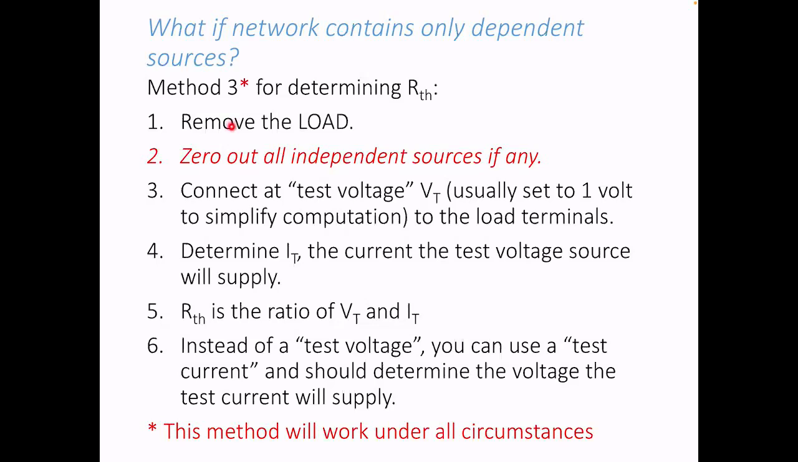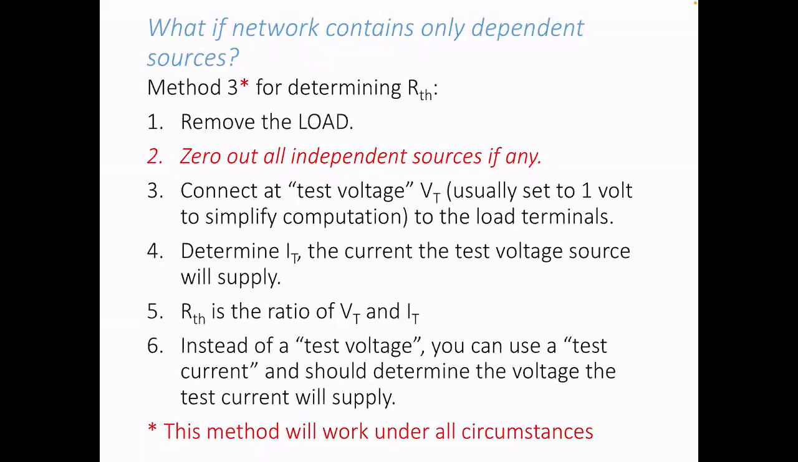So you remove the load. And then you connect a test voltage. Usually we set this to 1 volt. No? This is just to simplify the computation. We connect the test voltage to the load terminals. And then we determine the current that will flow through the test voltage. And RTH is the ratio of your test voltage to your test current. By the way, instead of test voltage, you can also use a test current, and you determine now the voltage that the test current will supply. Okay, why did I put this red here?